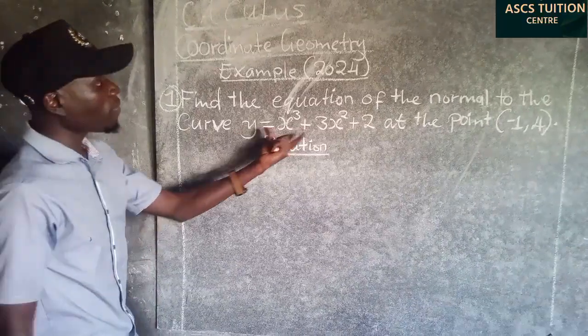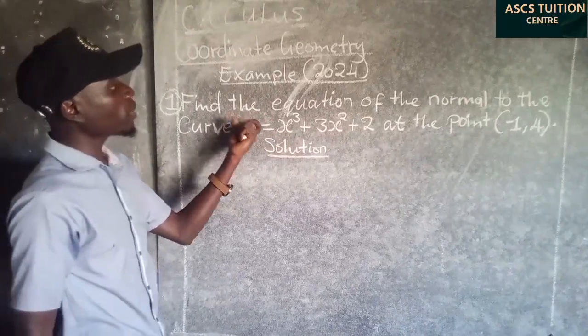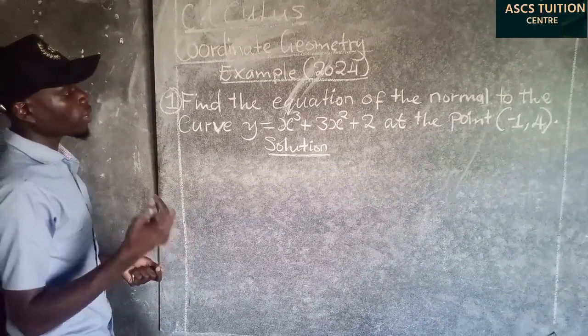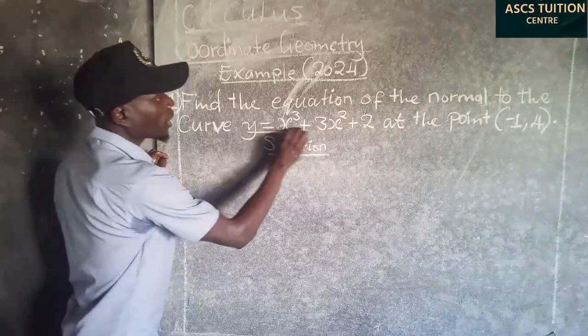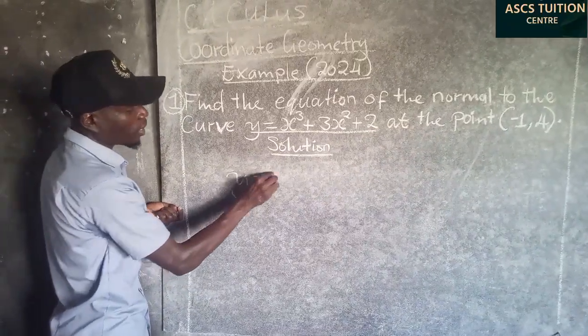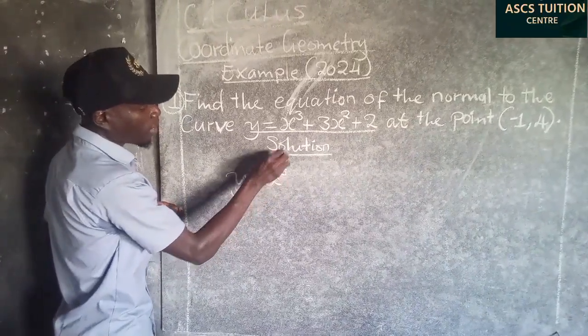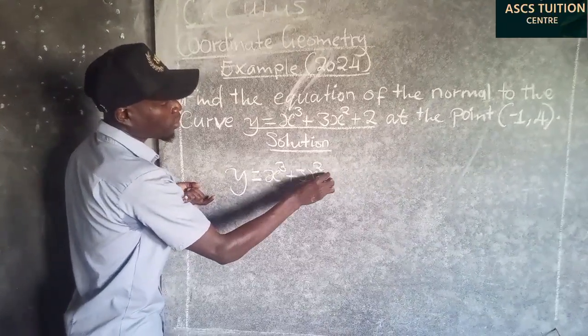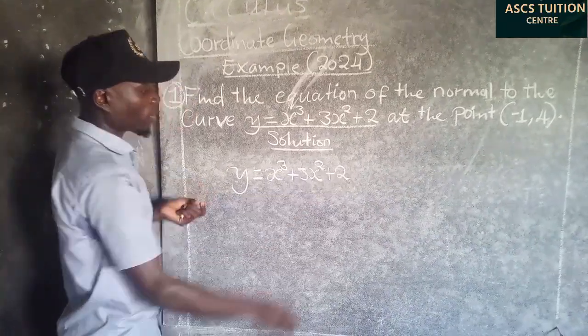Now, if you have been given the question which is saying find the equation of the normal, to find the equation of the normal, the first thing that you have to do is to copy this question. So you write the question which is y is equal to x raised to the power of 3 plus 3x raised to the power of 2 plus 2.